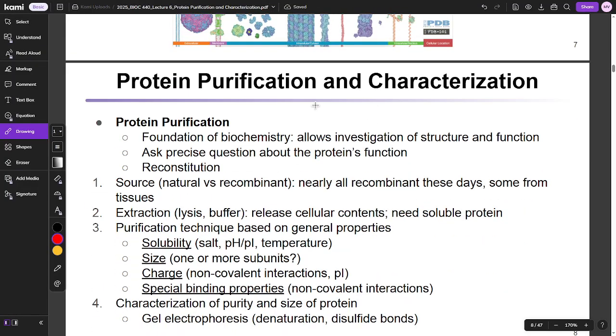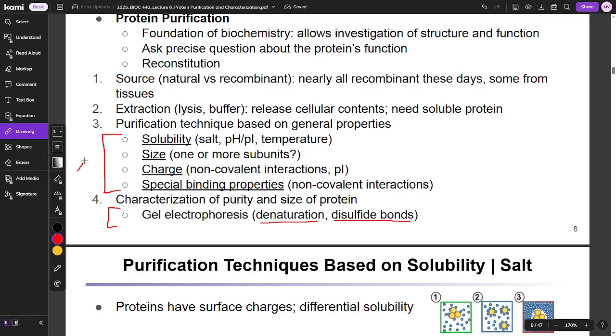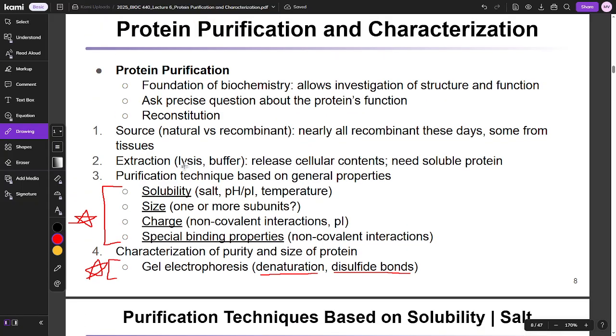So the main thing I want to look at here are these. These are the main methods that we actually use to categorize and characterize proteins, and then gel electrophoresis is very important for denaturing and disulfide bonds. This is very important because it helps you figure out how gels work and how you understand gels and what they mean, right? But I would focus on these for sure, and then this down here. The rest of these are not too important.